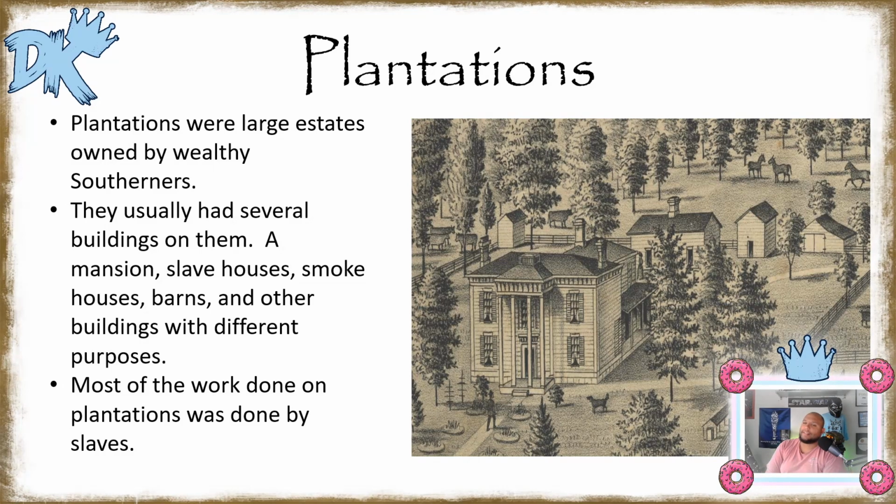Now, most of the work done on plantations was done by slaves. One of the biggest misnomers is that many Southerners had slaves. In fact, the vast majority of them didn't. Slaves were very expensive at that point. Most of the slaves, the vast majority, I don't even want to give percentages because my percentage won't be correct, but well over two-thirds of all slaves were owned by a very small number of people. Okay.